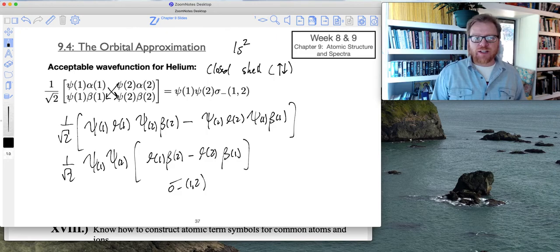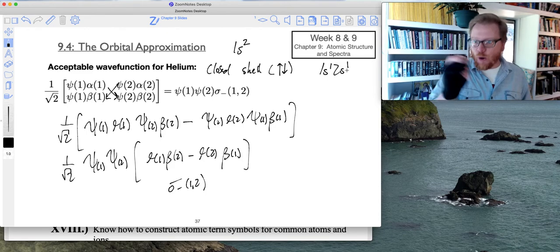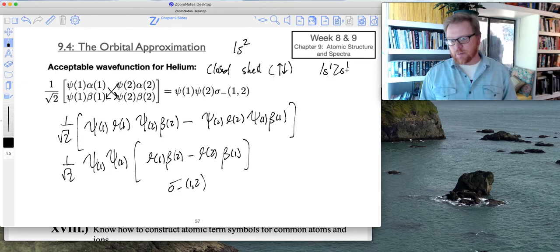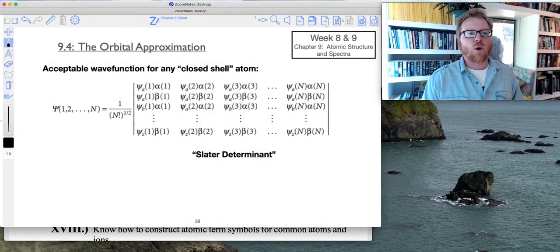If we were to do this for a helium excited state, which I'm going to show you next, so perhaps 1s1 2s1, and we were to go and do this matrix of possibilities, we would get 3 possibilities to describe this. And I'm not going to go through all of that. So what about any closed shell atom?